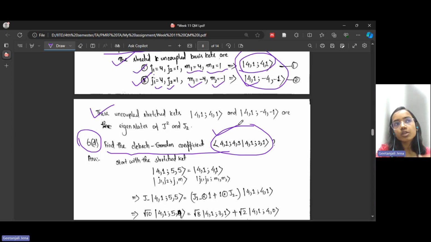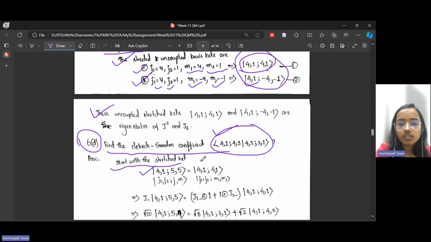For this, you have to start from the stretch state. Then you act with the raising and lowering operator, and also use the orthogonality condition. If you use these two conditions, then you can easily find out the CG coefficient for this inner product. Okay, so that's why I've started with a stretch state, which is |4,1⟩.